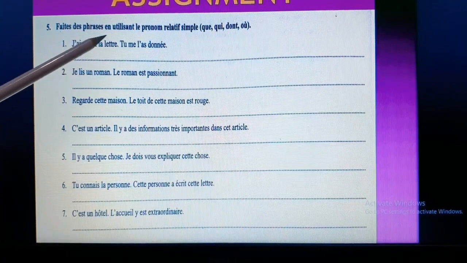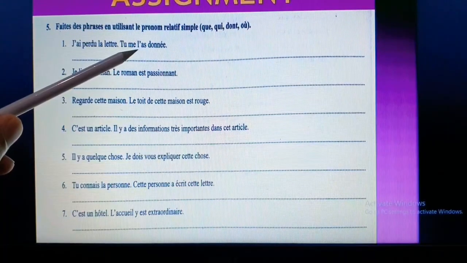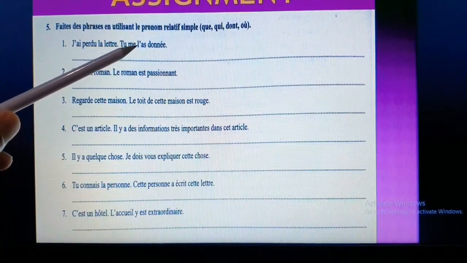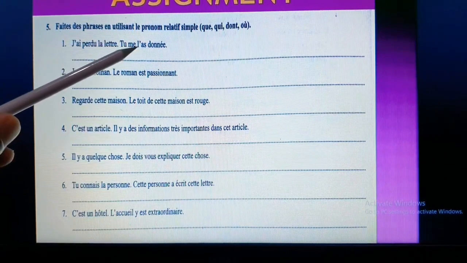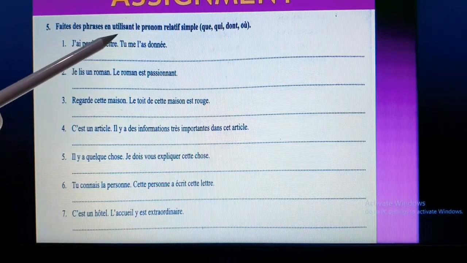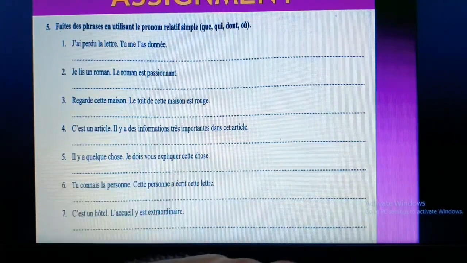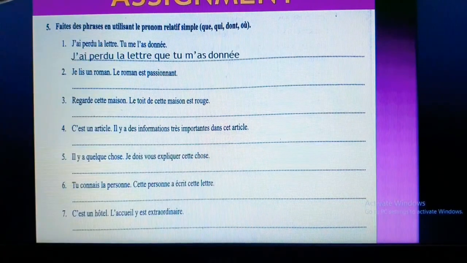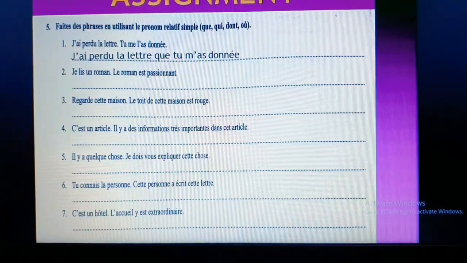Okay, so now you can see in the first one we have the object la lettre. But in the second one it is being replaced by the pronom personnel l'. So l' is for la lettre. So this will be replaced by what? Yeah, that's right. Que. Because the que rule was that after que there has to be a subject pronoun. So j'ai perdu la lettre que tu m'as donnée.